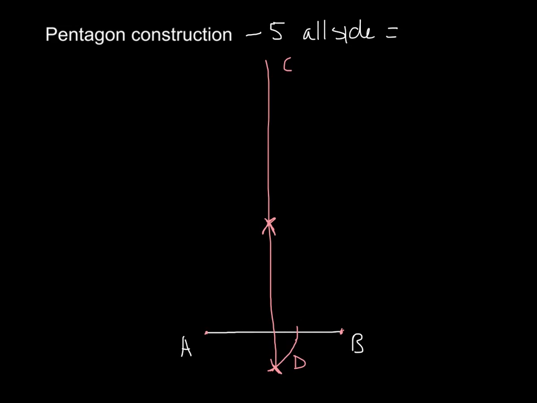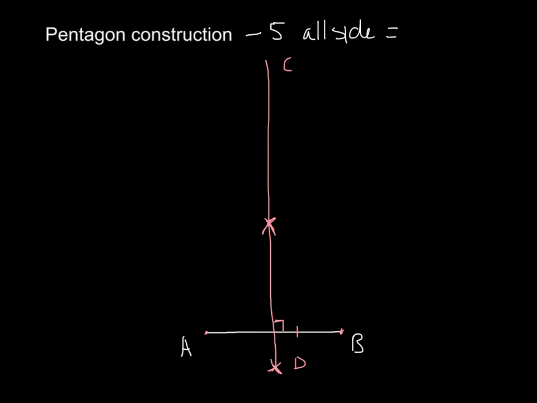Okay, I'm just going to try and neaten that up so it's not so confusing. Okay, right. So we now have line CD. Okay, it is a perfect bisector. It is at 90 degrees and it divides line AB perfectly in half.